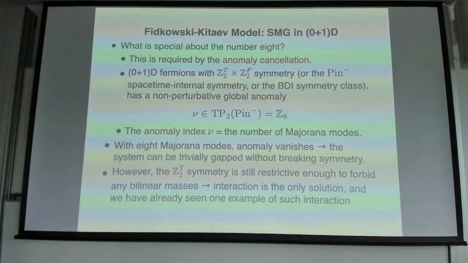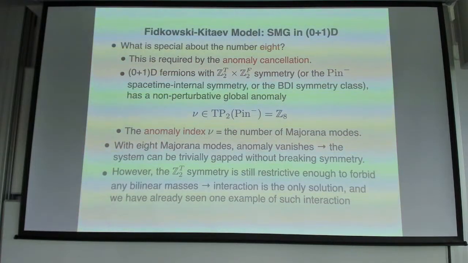So what's special about this number 8? Basically, as you already guessed or already understand, this should be a requirement coming from anomaly cancellation. So this 0 plus 1D fermion system with time reversal and fermion parity symmetry, or another way of saying it, is called P- space-time internal symmetry, or using condensed matter jargon, it's BD1. It's a tenfold AZ symmetry class, BD1 class.